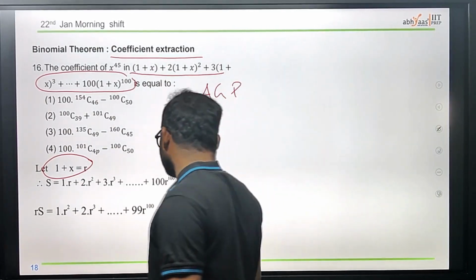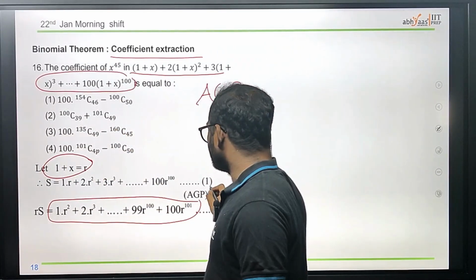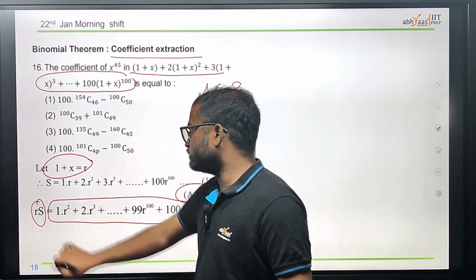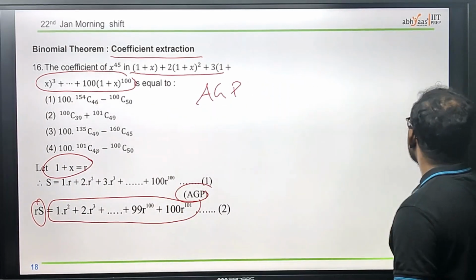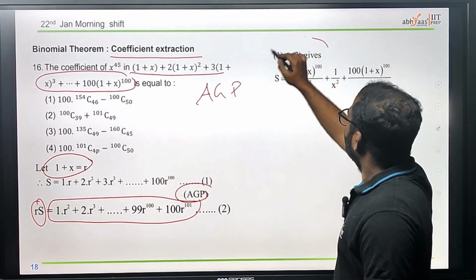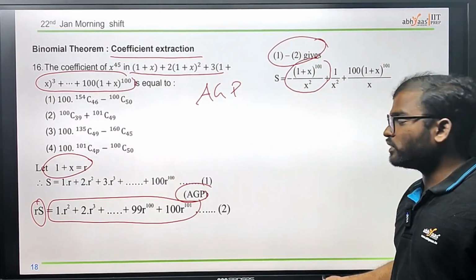Okay, this gives us another GP, this is also a GP, and this one is RS. Now we just need to solve this one, which is S minus RS gives us this one, which is S equal to 1 plus, after the simplifications.